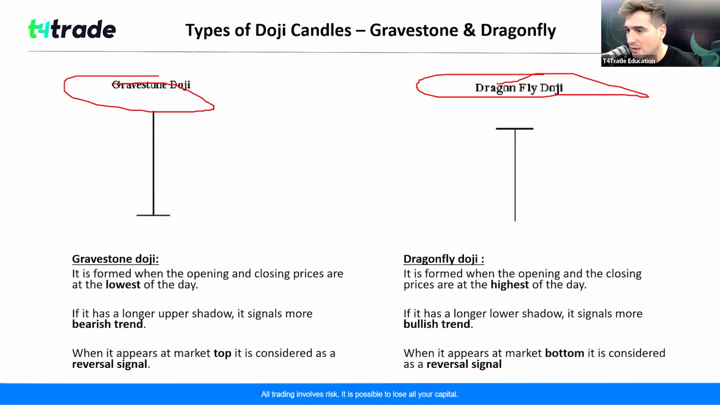Obviously, you can clearly see it by yourself, completely opposite or flipped on its head. Okay, so let's study the gravestone doji first. It is formed when the opening and closing prices are at the lowest of the day. So you have here 3 of the 4 main components bundled together. You will see what I mean by this component.